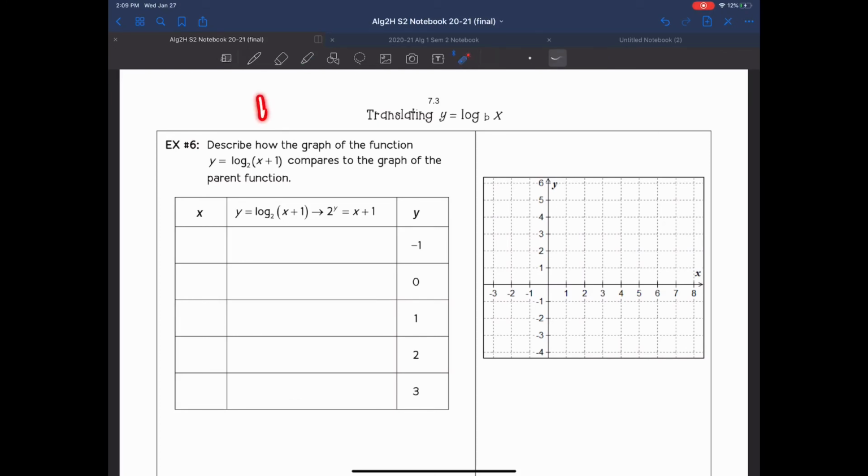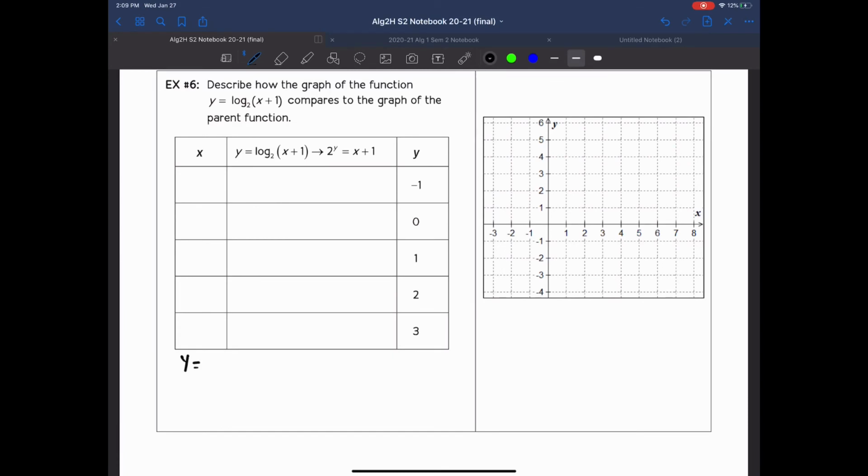We're going to compare this to log base 2 of x on the other page, but this time we have x plus 1 in parentheses. You might have an idea of how this is going to work, but let's go ahead and illustrate it to you. So once again, I have y equals log base 2 of x plus 1.